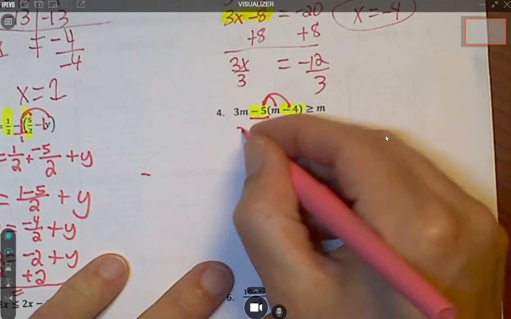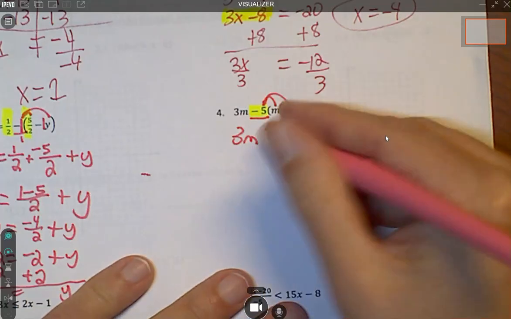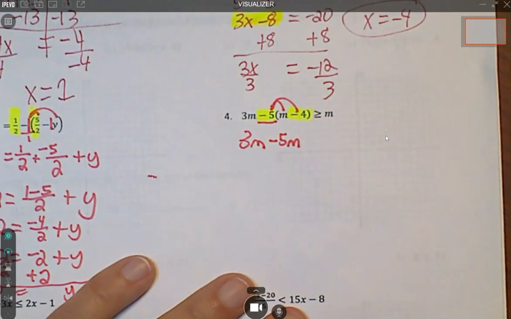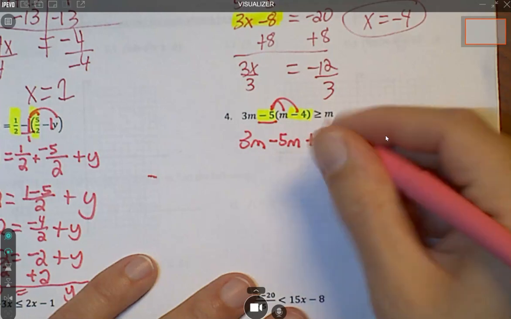Okay, so 3M. Negative 5 times M is negative 5M. Okay, number 1 mistake time. Negative times negative is positive.